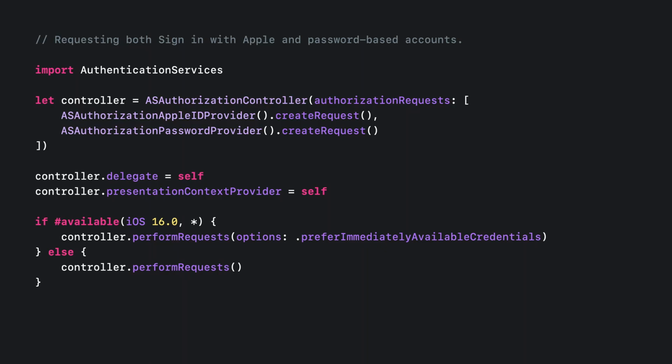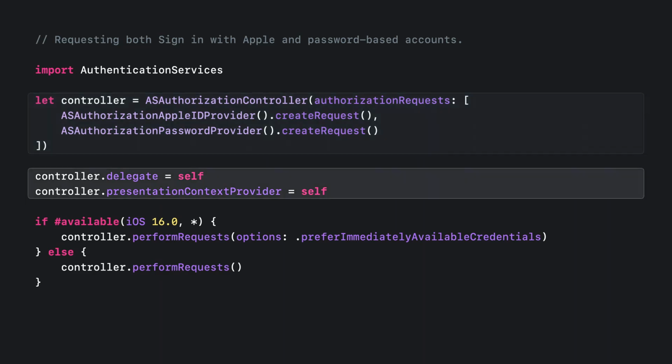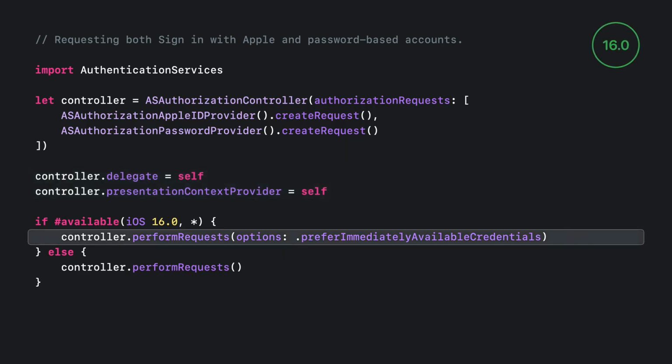If you're already using the Authentication Services API, this code should be very familiar. You start by creating an instance of ASAuthorizationController and include both ASAuthorizationAppleIDProvider as well as an ASAuthorizationPasswordProvider in the authorization request array. Then, you'll need to set up a delegate and an object to help with presenting the interface. And finally, you'll need to call performRequests with the option preferImmediatelyAvailableCredentials on your authorization controller.